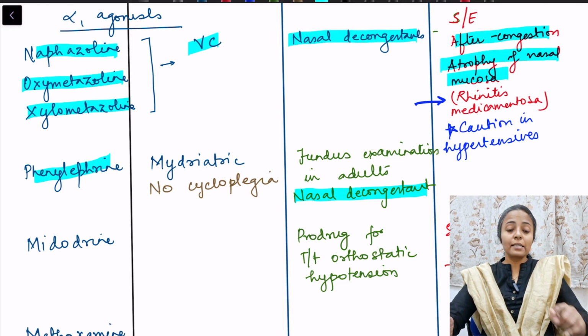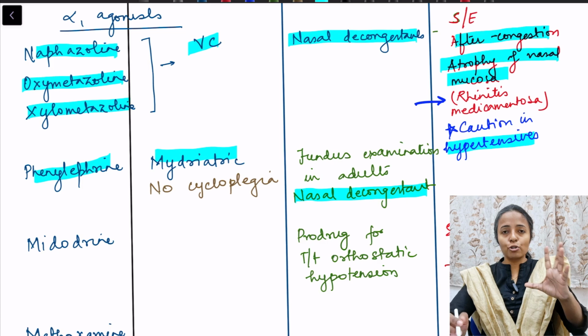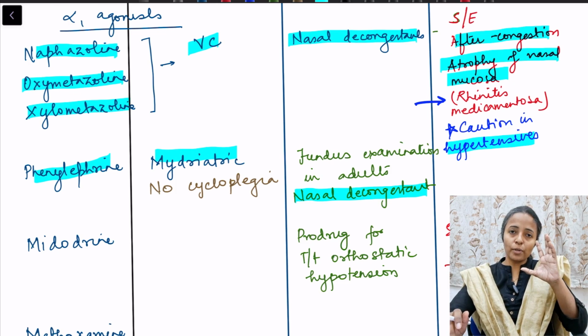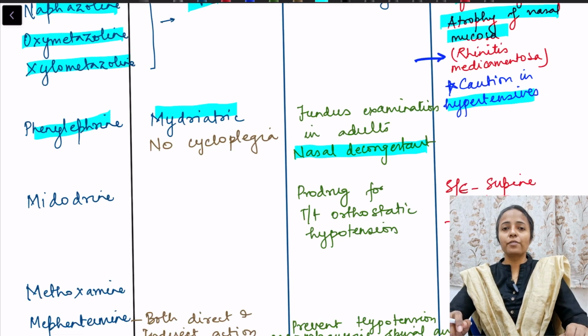The second thing is, since it is an alpha 1 agonist and it is causing vasoconstriction, we have to use it very carefully in hypertensives. Okay, better to avoid it in hypertensives. Phenylephrine, I told you, is used as a nasal decongestant and it is also a mydriatic. So it causes dilation of the pupil and that's why it is used for fundus examination in adults. That dilation of pupil will be there, so when we visualize the fundus, we can visualize the whole area. For fundus examination, we need mydriatics.